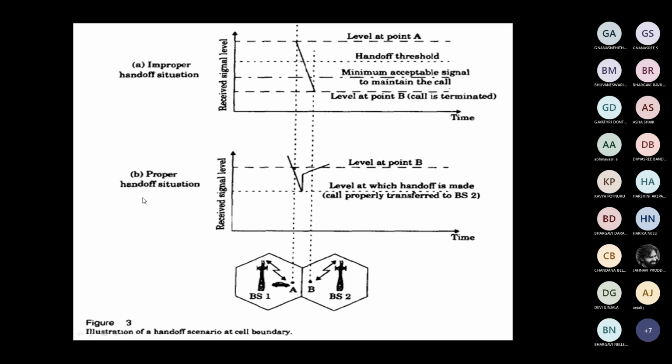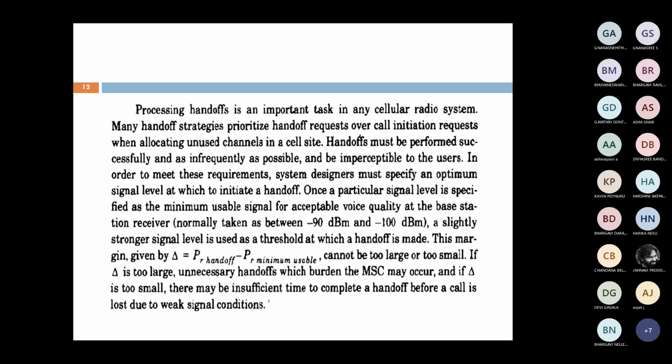Next, the second case is the proper handoff situation. Here in this proper handoff situation, whenever handoff occurs, whenever it reaches the level at point B, then whenever handoff takes place, the signal suddenly rises. This is about how handoff can be raised and how handoff takes place. Here, the delta value is the difference between the threshold and the minimum acceptable signal.